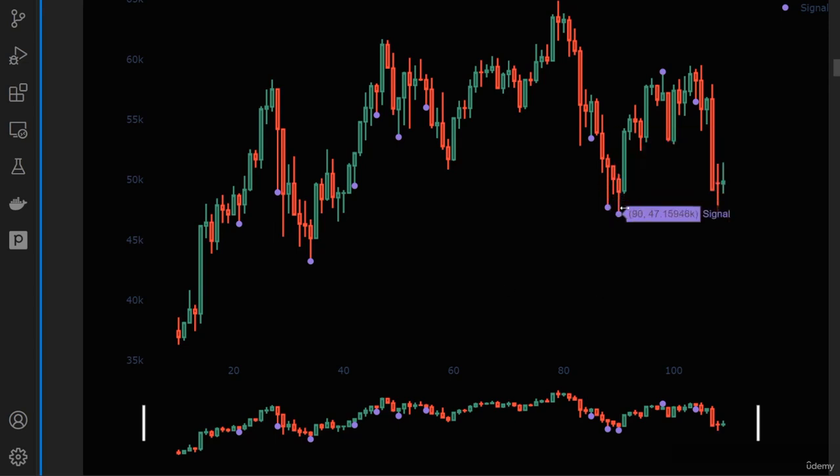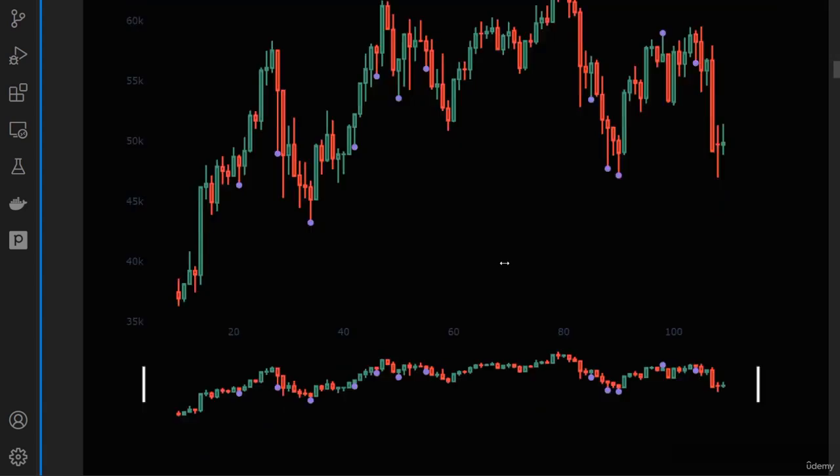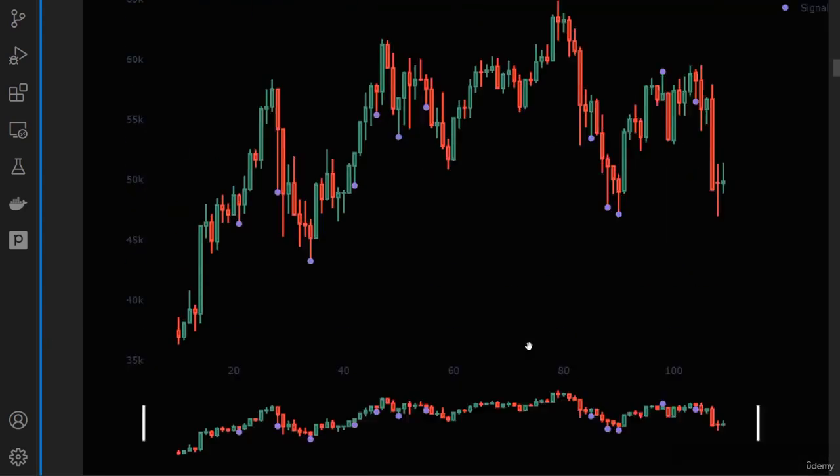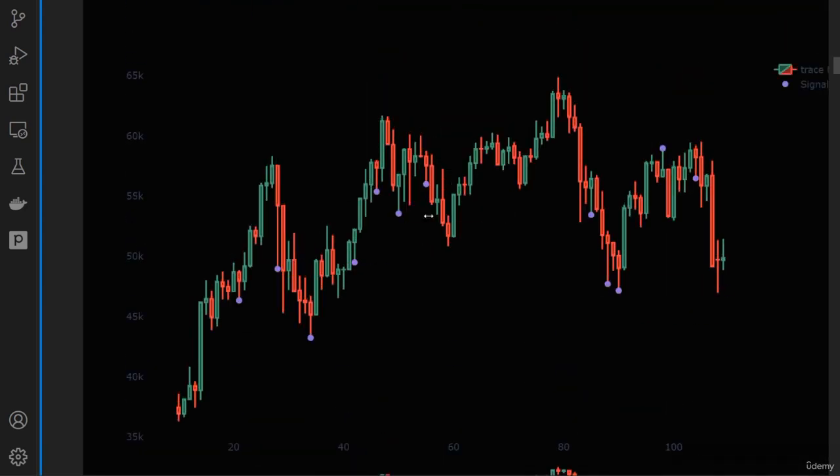We can see that we have those rejection candles and the purple points are working properly. So this one is a bearish one, this one is a bullish one. And the idea now is to define the support and resistance functions and to test if these rejection candles are happening close to any key levels.